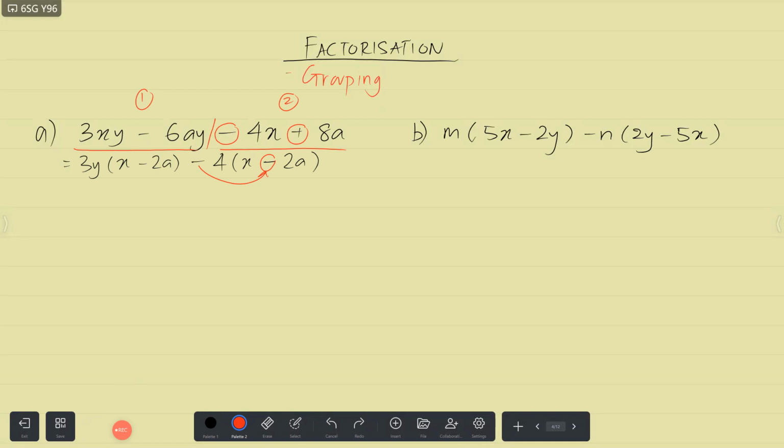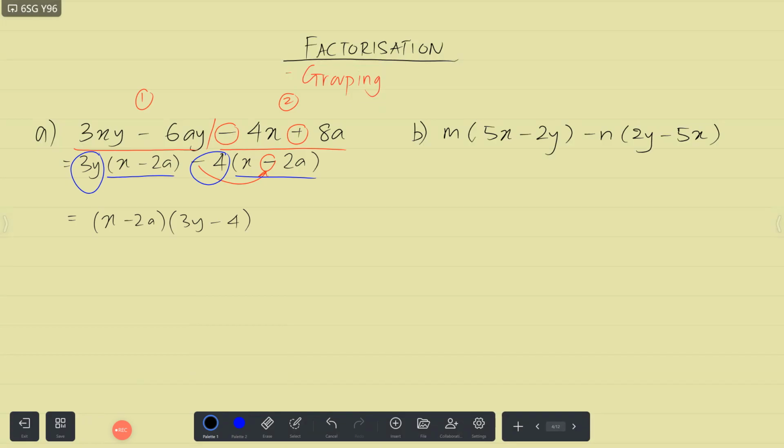Okay, so since this is done, your next task is to look at these expressions as per what I've mentioned in part 1. Look at expressions, make sure they are the same, and in this case they are the same. Therefore, we will finish off the factorization by taking x minus 2a first, followed by the two terms that we are going to put together in the next bracket, which is 3y minus 4. Alright, so this is how you do factorization by grouping. Let's go and look at part B.